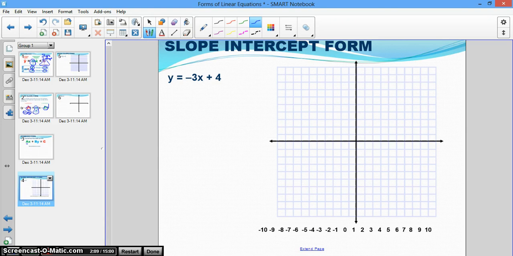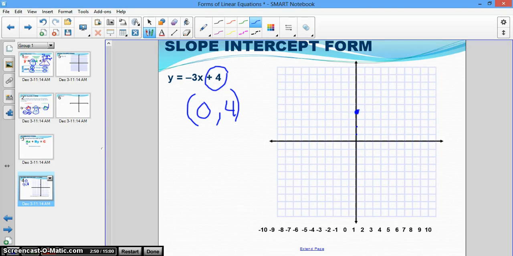For the slope-intercept form, shown by this example, y equals negative 3x plus 4, the first thing you should do is identify the y-intercept. Here it is plus 4. And then let's go to our graph and mark the y-intercept. So that point would be 0, 4. And we can show that on our graph by going to 0 and up to 1, 2, 3, 4, and making a point.